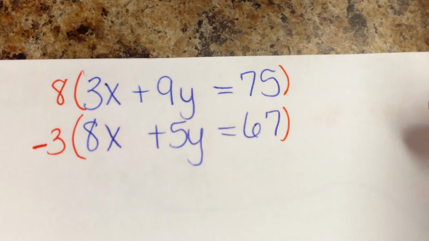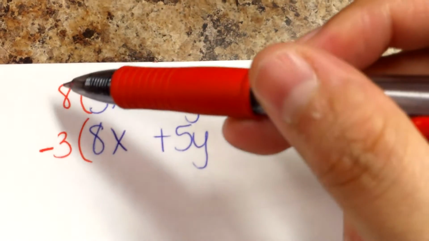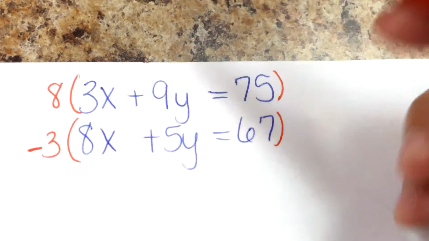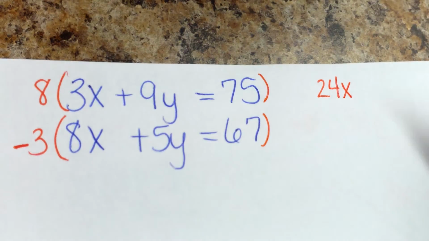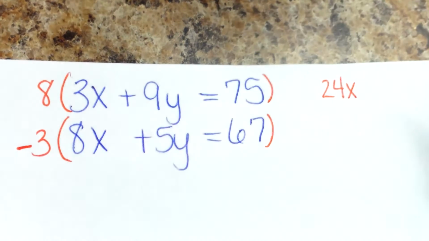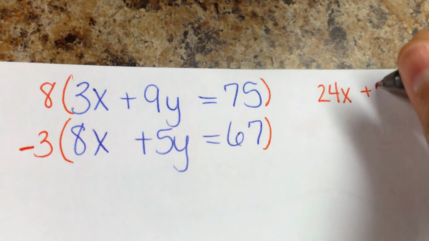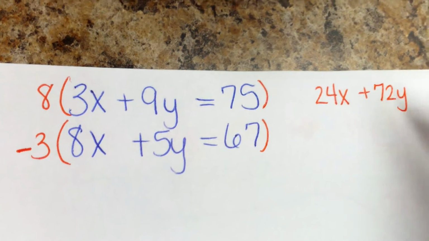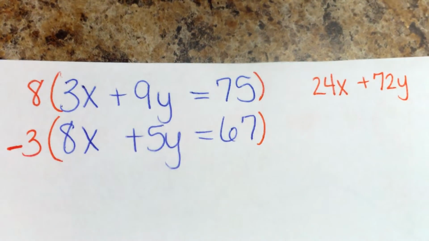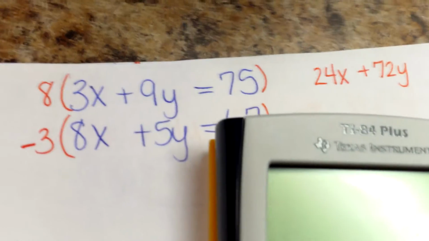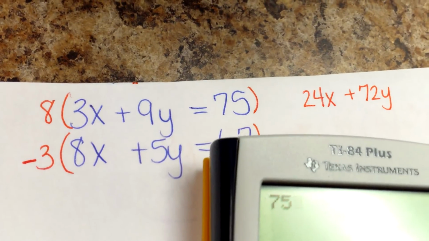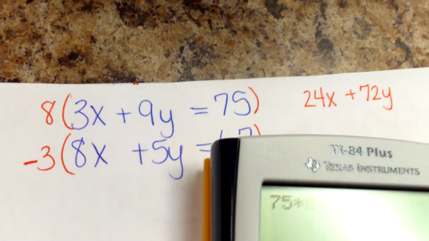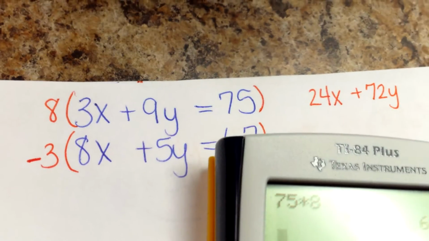Now I do kind of like the distributive property. I'm going to multiply 8 times 3x, which is 24x. 8 times 9, 72. 8 times 75. Let's go ahead and use the calculator. 75 times 8, 600.